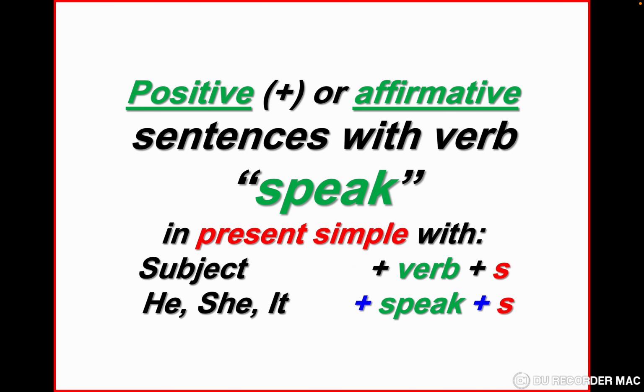Positive or affirmative sentences with the verb speak in present simple: subject plus verb plus s. So he speaks, she speaks, it speaks. In today's lesson we are not going to use "it" because it's just for animals and objects, and they don't speak. So we are going to use mainly he and she in the examples.